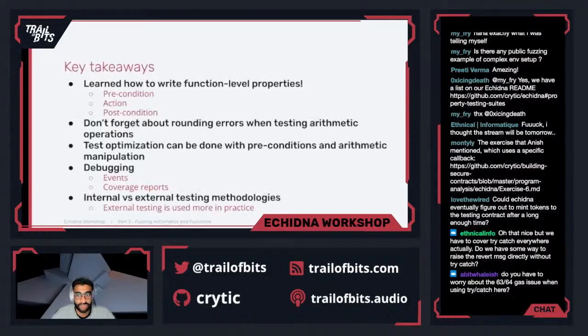All right, so what are the key takeaways from this lecture workshop? We talked about how to write functional level properties. So this is a big takeaway. Precondition, action, postcondition. Always remember this. Bound your input if you need to. Take the action you want to test, and then check the postconditions that come from doing the action.